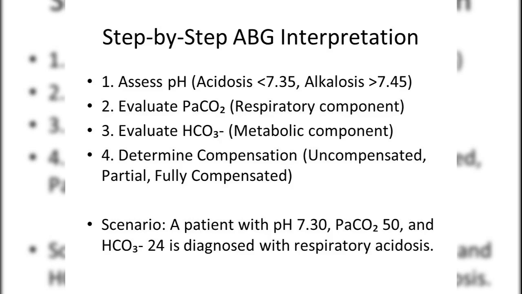Interpreting ABGs involves a step-by-step approach. First, assess pH to determine acidosis or alkalosis. Next, evaluate PaCO2 for respiratory function, followed by HCO3 for metabolic function. Finally, determine the level of compensation. This method ensures accurate diagnosis.